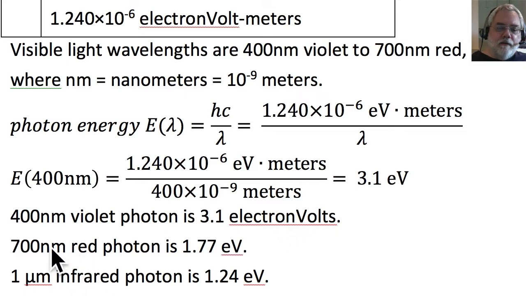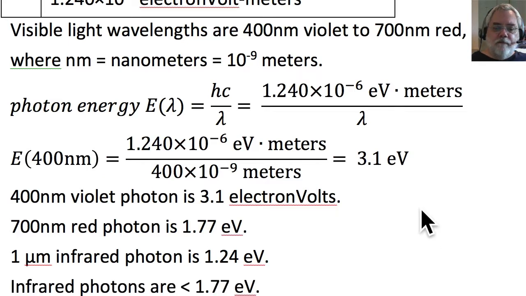Now, if we had a photon with a wavelength of 1 micrometer, 10 to the minus 6 meters, or 1,000 nanometers, it would have a longer wavelength than red. 1,000 is longer than 700. So it would be infrared. We can't see it. It's less energy, longer wavelength than red. And a 1 micrometer or 1 micron infrared photon is 1.24 eV. That's something you could memorize if you wanted to.